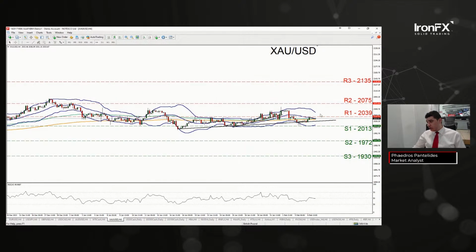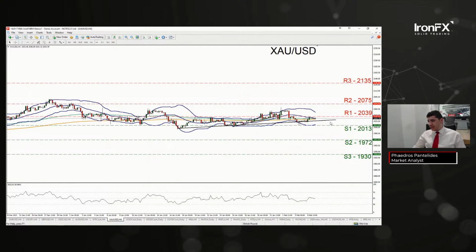Starting off with gold, we're seeing that the precious metal is remaining confined between the S1 and R1 support and resistance levels, respectively. The RSI indicator is running around the figure of 50, implying a neutral market sentiment. Narrowing of the Bollinger Bands, the smoothening of the moving averages, the 50 and 100 moving average in particular, all appear to be supporting the case for it to remain in a slightly sideways fashion.